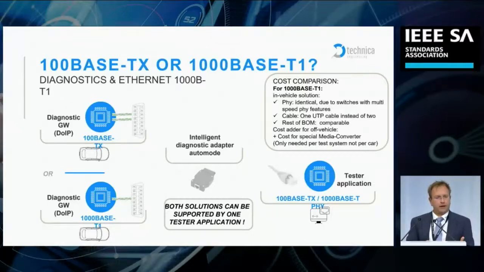Why? The PHY, normally integrated in a modern switch today, is identical. Normally you can switch the modes of the switch between a gigabit and a 100 megabit mode, and you just use the PHY and switch it inside the switch to a gigabit mode instead of a 100 megabit mode. The rest of the BOM is the same. From a cable point of view, we can make a cost down, from a 2 twisted pair cable to a 1 twisted pair cable, and the rest of the BOM is really comparable. The only thing you need outside of the car is a media converter. But the good news is this media converter is not needed per car, it is needed per diagnostic station, and not per car. So there is no additional cost adder for the car.